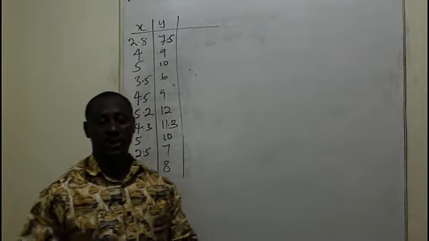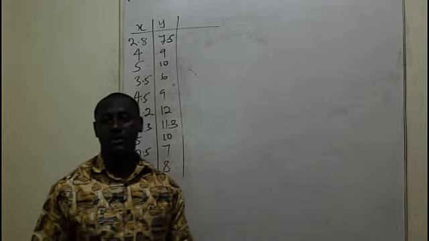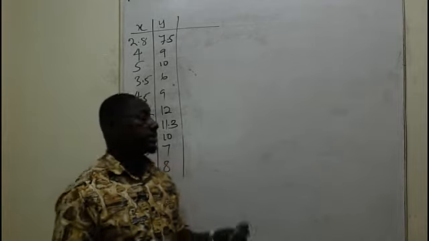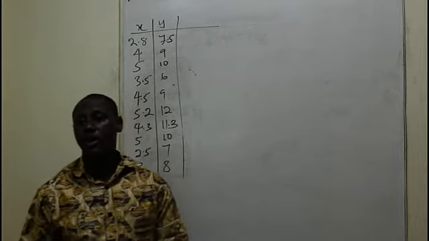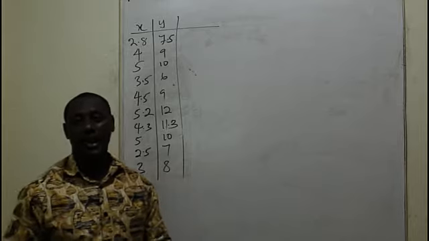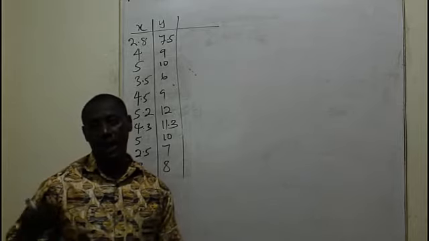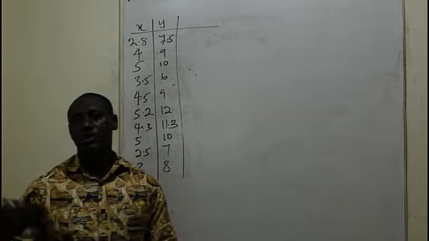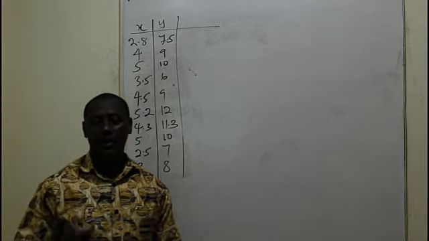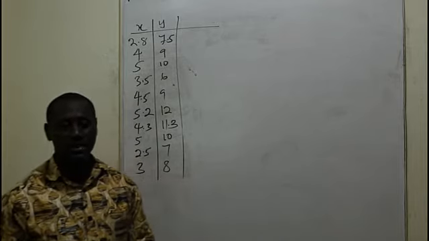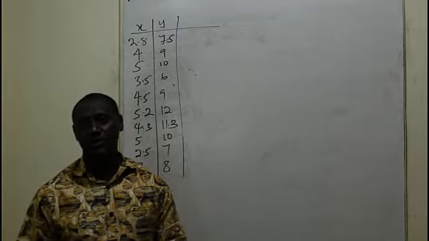We are going to give examples and then use that example to do other things. Like I said, this table on the board, they want us to use the table to calculate the equation of the least squares line of regression of y on x. Remember, the question is y on x, which means that y is dependent on x.